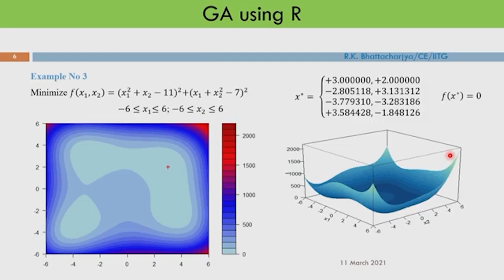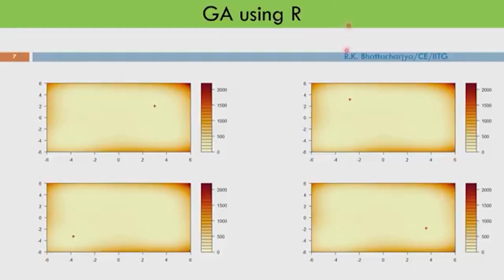So, this problem also we will try to solve using genetic algorithm. So, if you apply genetic algorithm, you will get one of these 4 solutions. So, I have shown here the 4 solutions. So, you can see that one solution is in the first quadrant, then there is another solution in the second quadrant, another solution in the third quadrant, and another solution in the fourth quadrant.